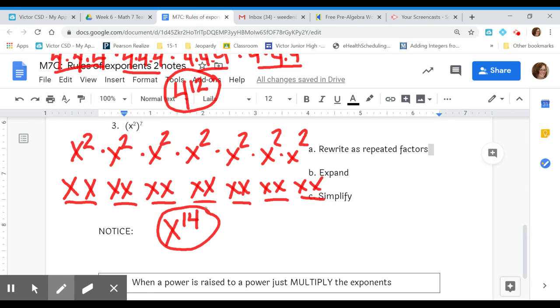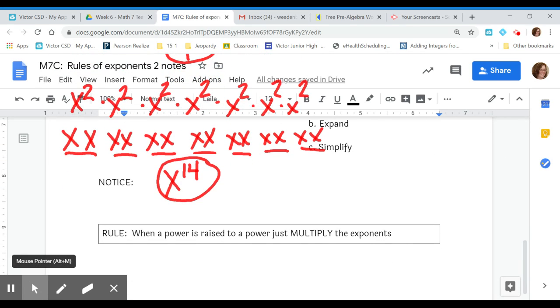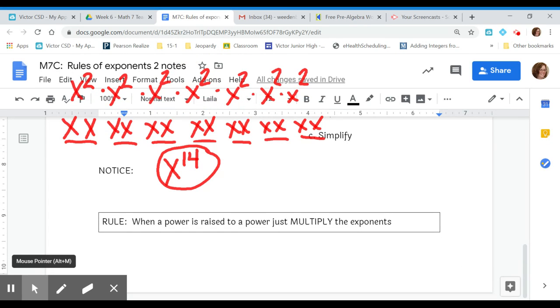So that is our next rule, or law, of exponents: when we have a power raised to a power, all we have to do is multiply the exponents. Now notice the base stays the same, because it's that x that we're repeatedly writing, or it's a 2 or it's a 5, whatever it is, that stays the same, and we just simply multiply those exponents.